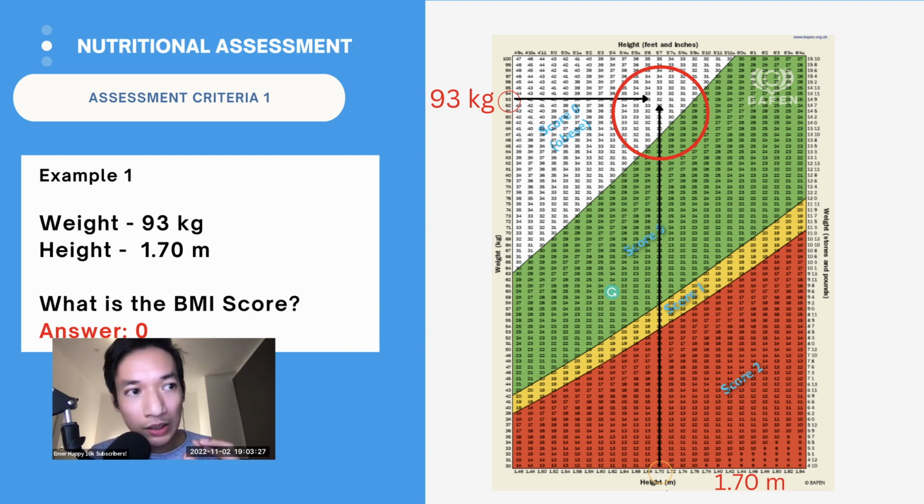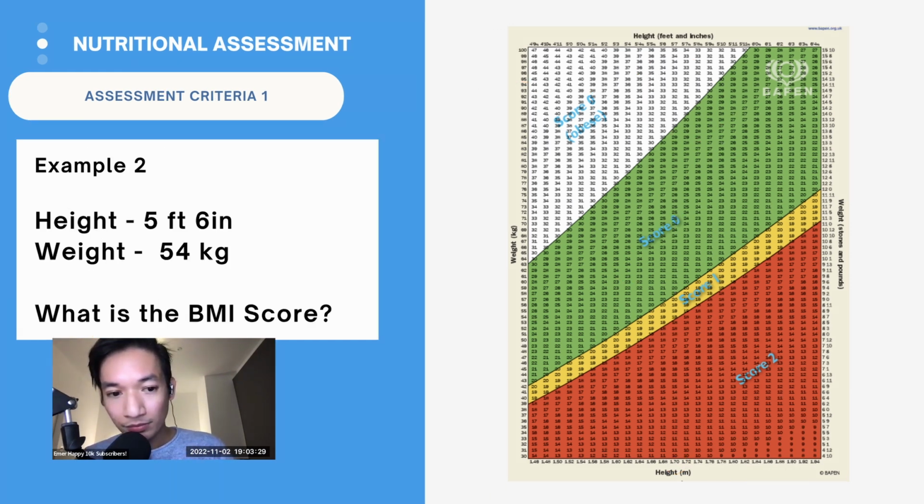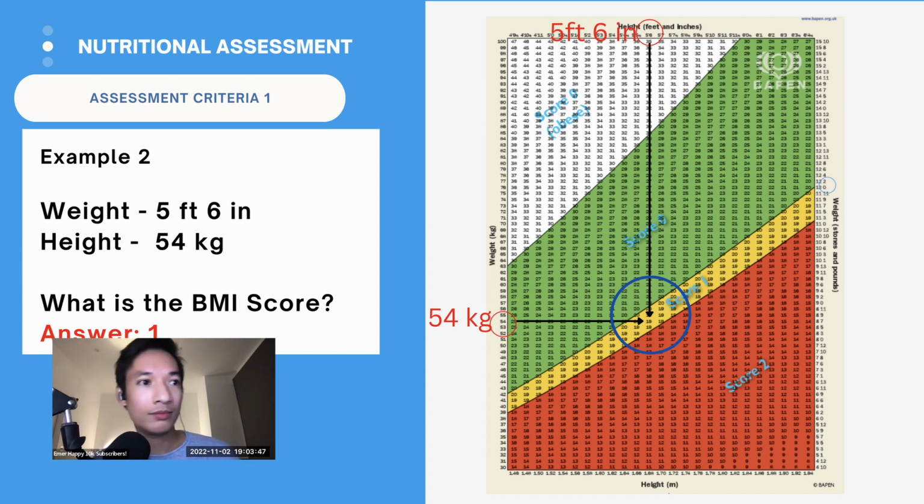Okay, there is another example. What is your BMI? Let's start with what is your BMI first and what is the score? If you can type the answer. I know you're converting. What's 5 feet 6 inches in meters? Well done. Okay.